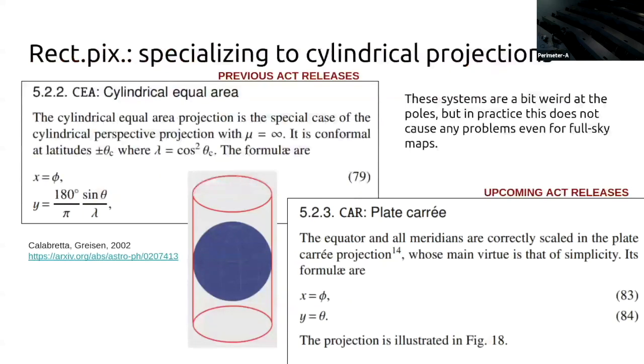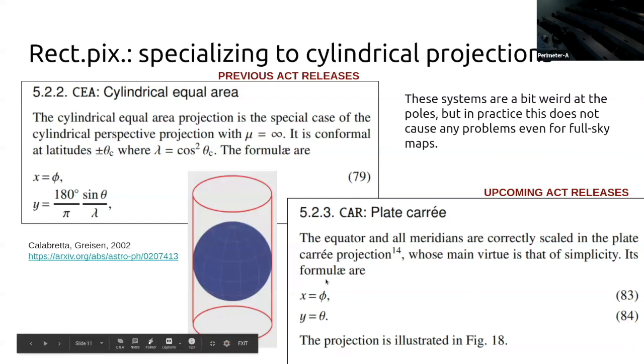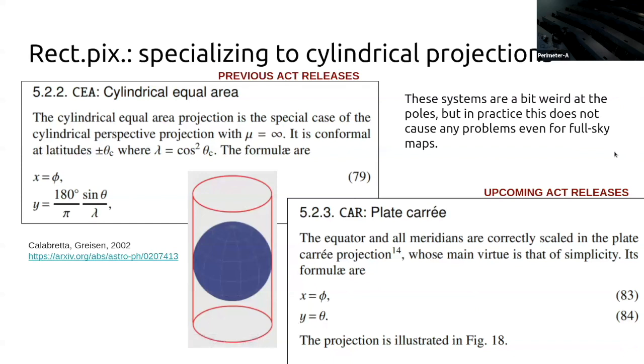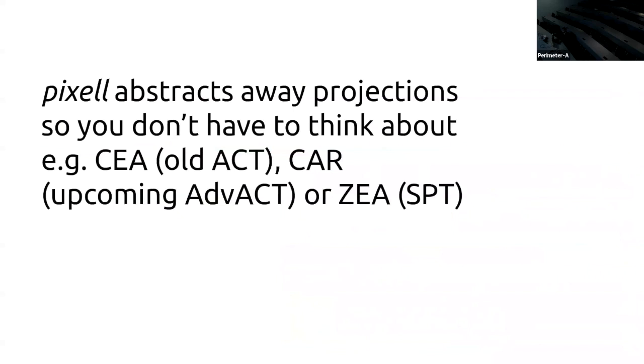I'll also point out that the specific avatars of rectangular pixelization that we've been using in ACT are two different forms of cylindrical projections. Previously, the pixelization was equal area, but in upcoming ACT releases, it will be a slightly different one which doesn't have equal area, but has a really simple transformation between latitude and longitude, or right ascension and declination, and pixel index. You might worry that these systems are a little bit weird at the poles, but in practice, this never actually causes any problems, even for full sky maps. There are no issues in analyzing full sky maps, even in these projections, even though technically speaking, in this projection, I think the pixel area approaches zero as you go to the poles. Okay, but the great thing is that you don't have to think about these projections. That's the idea behind pixell, that it just abstracts away all of that stuff.